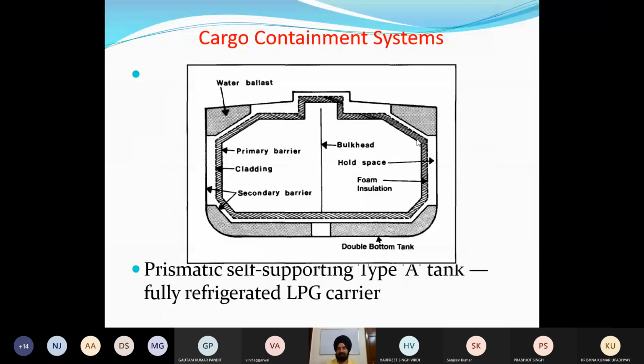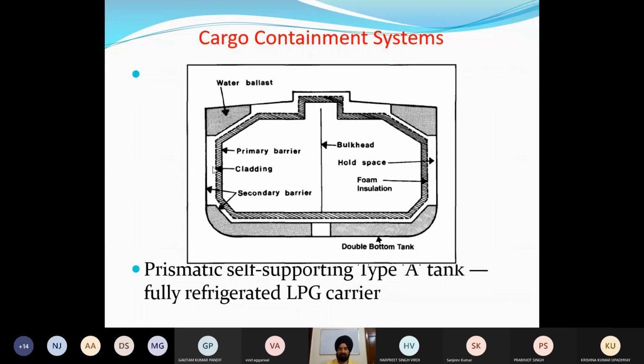Very simple, in case a question comes or somebody asks, I think it's not difficult to visualize. The tank is there, you have the primary barrier, the secondary barrier, and the ship itself, the hull, acts as the secondary barrier. Secondary barrier means the cargo should not go up. And then you have the insulation in between.